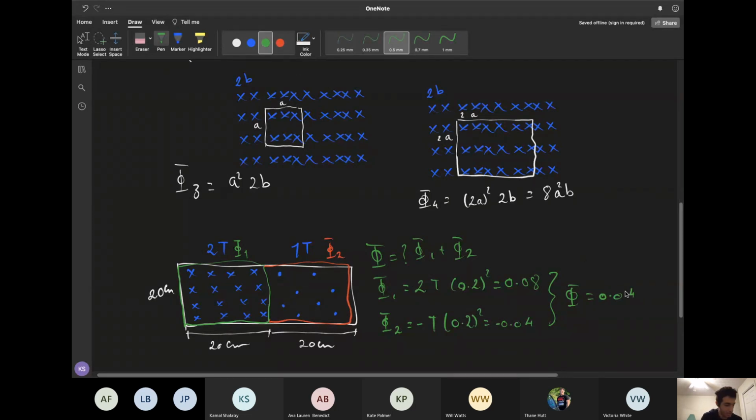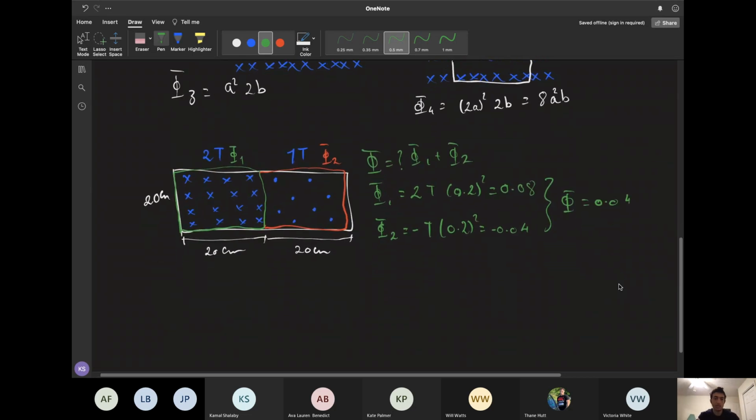Another way to do it, I just need to check for something. 0.02 squared. Yes, indeed. Okay, so this is one way to do it. The other way is you can see what the total magnetic field inside is. You know the total magnetic field has 2 plus and 1 minus. So B total is just going to equal 2 T minus 1 T, which is 1 Tesla. And you can take that and just multiply it by the overall area.